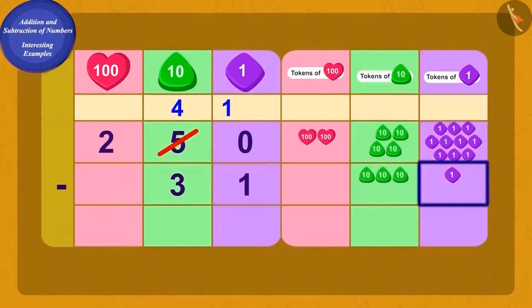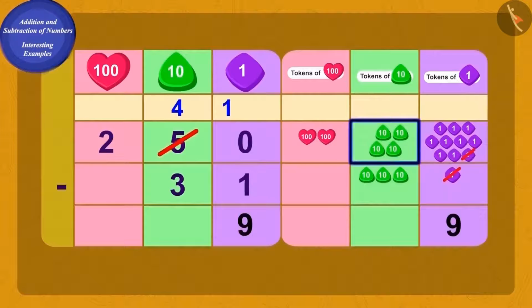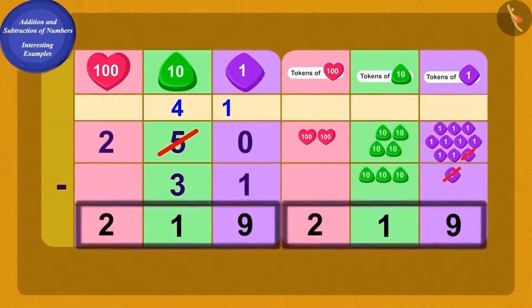If we subtract 1 ones from 10 ones, how many remains? 9 ones. If we subtract 3 tens from 4 tens, how many tens remain? 1 ten. And finally, subtract 0 from 200. Then what do we get? 200. The monkeys took Appu's 219 sweet boxes.